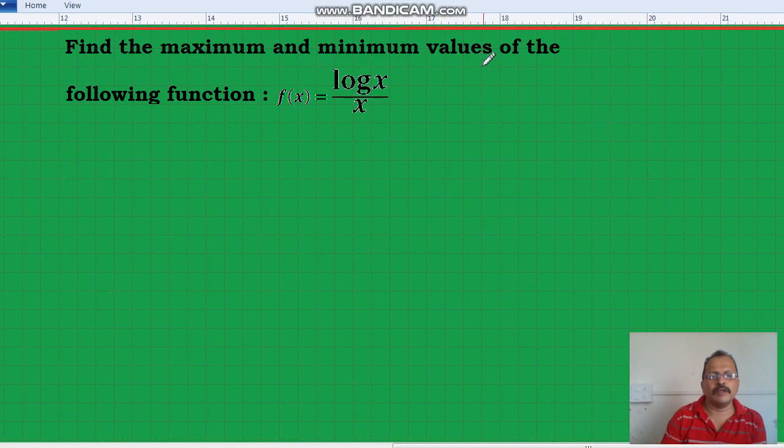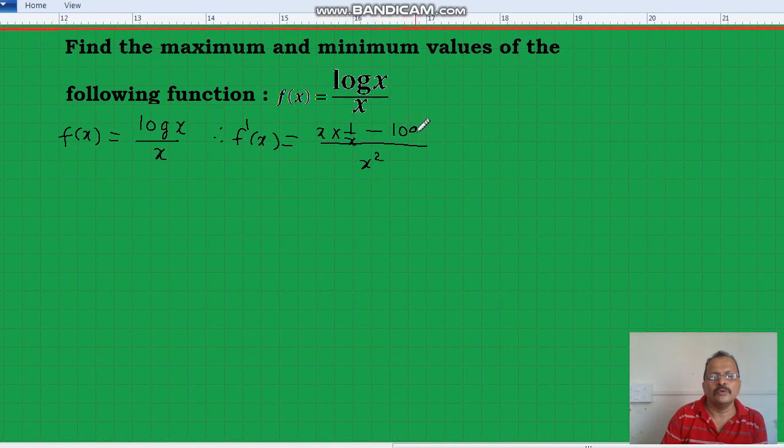Find the maximum and minimum values of the following function. f(x) is equal to log x upon x, and therefore f'(x) is equal to d by dx of u upon v, 1 upon v square, v into du by dx minus u into derivative of x, and therefore f'(x) is equal to (1 minus log x) upon x square.